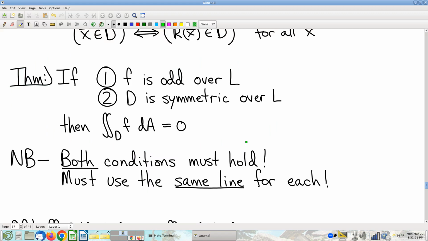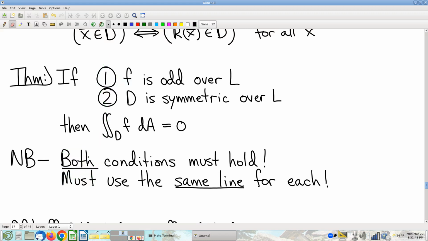Reminder of how to use this theorem. Both of the conditions have to be checked. This is a very dangerous aspect of the use of this theorem. It happens, anyway, that students will see just a symmetric domain and get excited about that fact, right? And kind of forget to check whether the function is odd. And then the theorem doesn't apply. It doesn't work, right? Or vice versa.